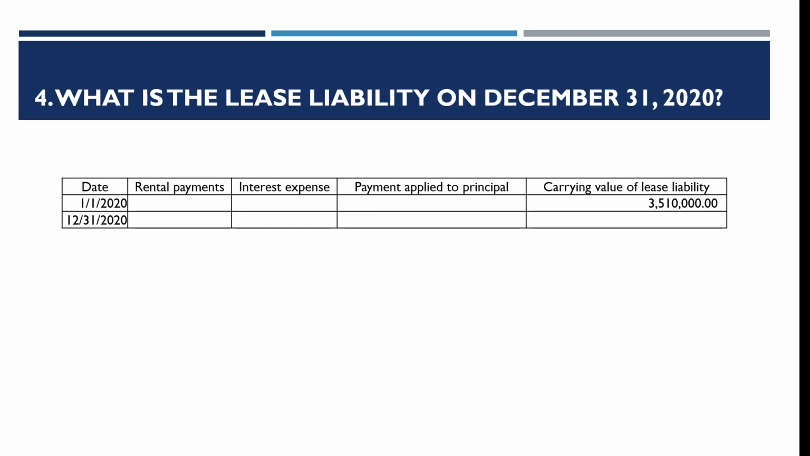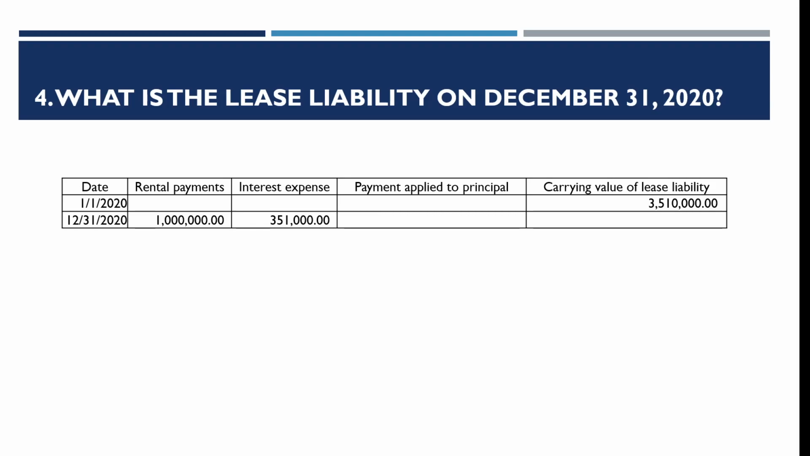Fast forward, December 31, 2020. Ano yung unang fill-upan natin? Interest expense muna. Okay? Paano nga ulit kinocompute ang interest expense? Previous carrying value multiplied by interest rate implicit in the lease. So, magkano ito? That is 351,000, since our interest rate implicit in the lease is 10%.